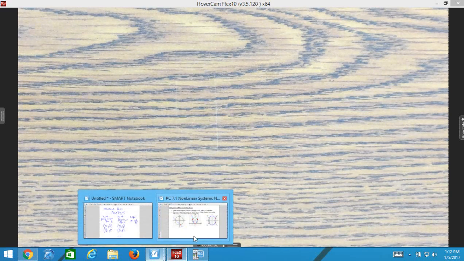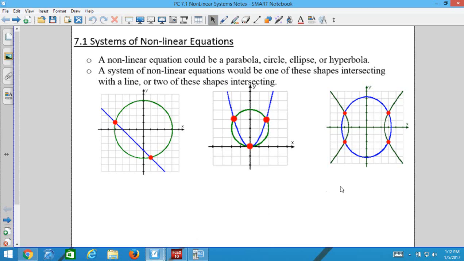All right, we're doing this. Today we are finding the solution between non-linear systems. So one of them might be linear, but they both aren't linear.